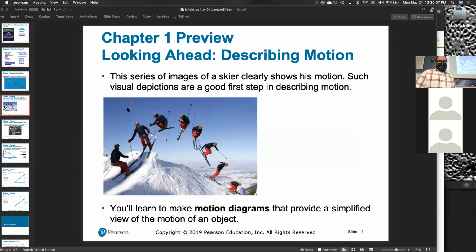All right. So in this chapter, we're going to be describing motion. We're going to make these stop motion videos. I made one on YouTube.